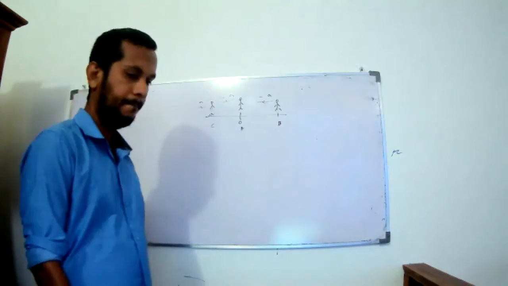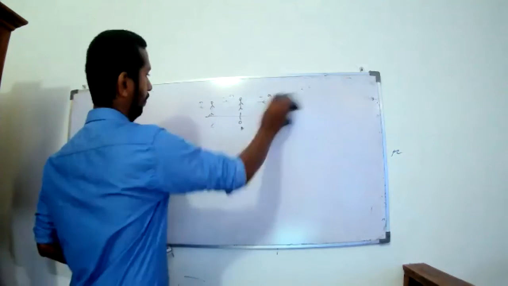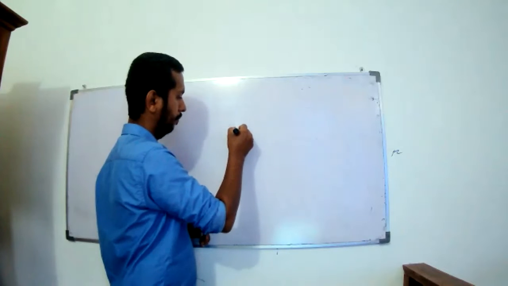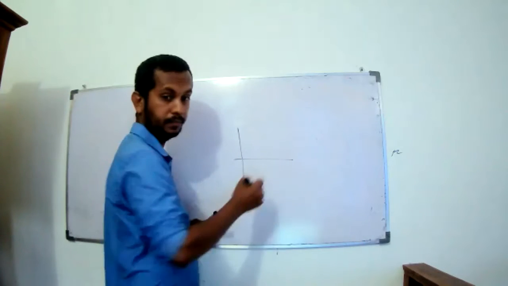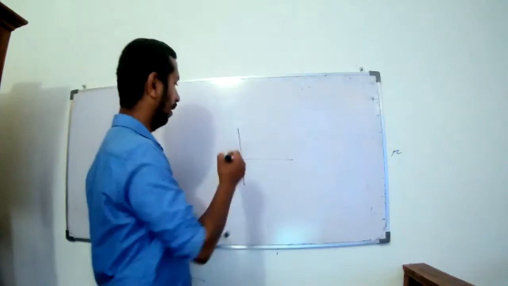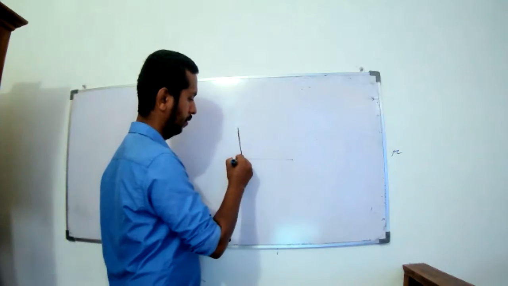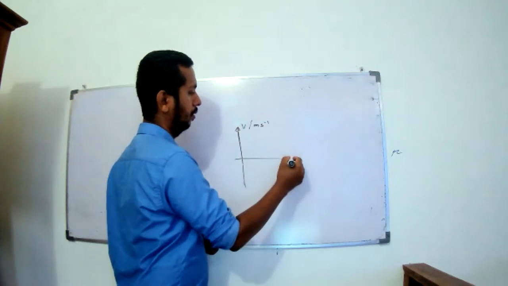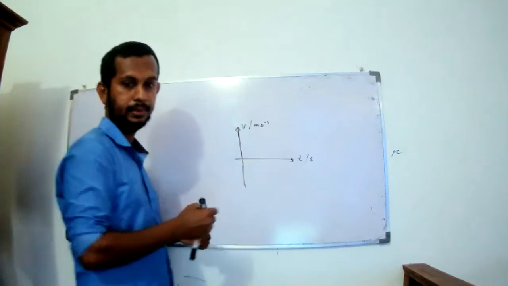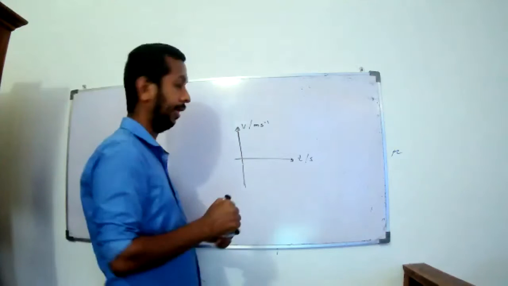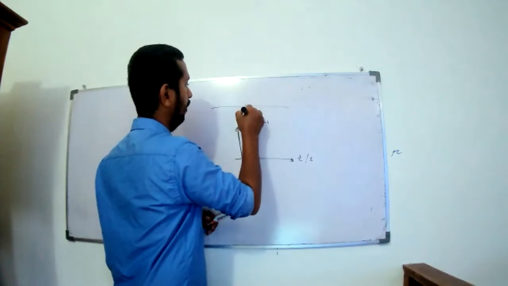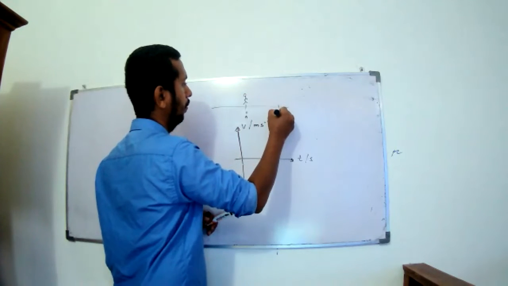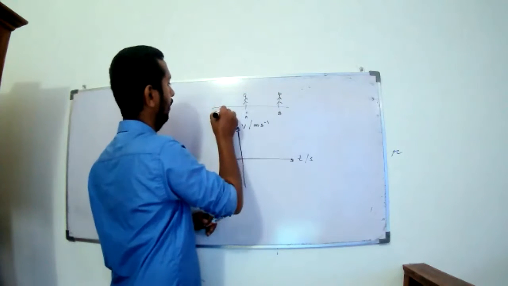Now I am going to explain the velocity time graph. So in the velocity time graph, v in m s minus 1, t in seconds. Now I am going to remind you of our initial cases. This is A, point O. The person is here. B, C.